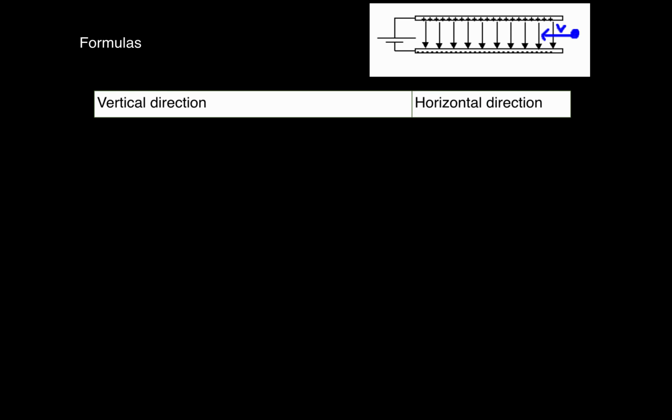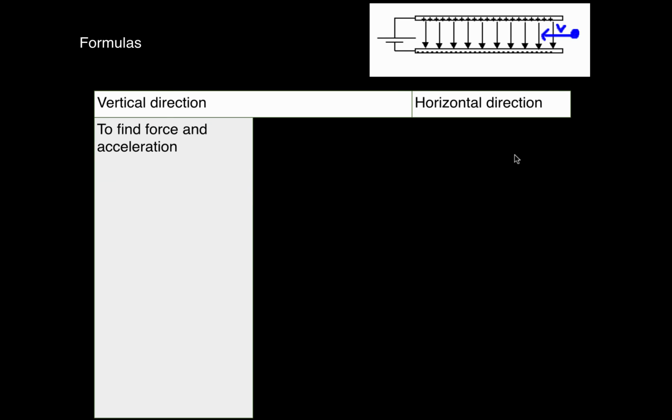There are some formulas that will be useful for these kinds of problems when you have a particle that is initially traveling at a velocity perpendicular to the parallel plates. You separate your problems into a vertical direction and a horizontal direction. In the vertical direction, there are formulas that can be used to find the force and acceleration. Since acceleration is equal to force divided by mass, we need to find the force on the particle pulling it towards the plate. This force is the electrostatic force.